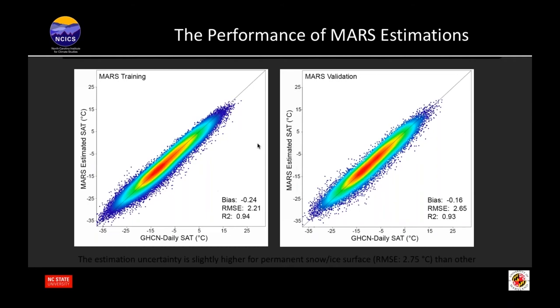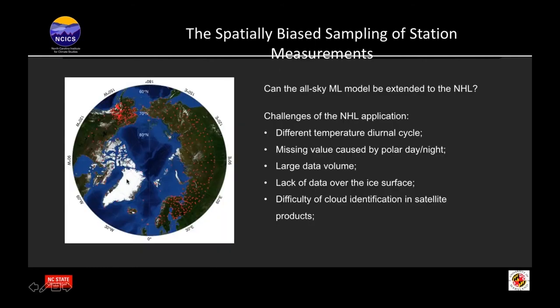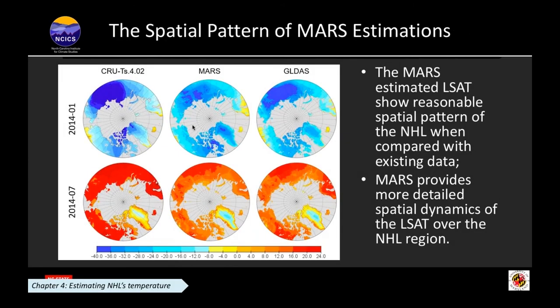Without a good representation in the training data, that can lead to a larger uncertainty of the model you train. But when we apply this model to the larger region of the northern high latitudes, about 60 degrees north, we can get a quite detailed representation of the surface temperature conditions in the past for decades, and we can see the detail much clearer than the model and other interpolated data sets. And those are two applications of machine learning models on estimating surface air temperature.